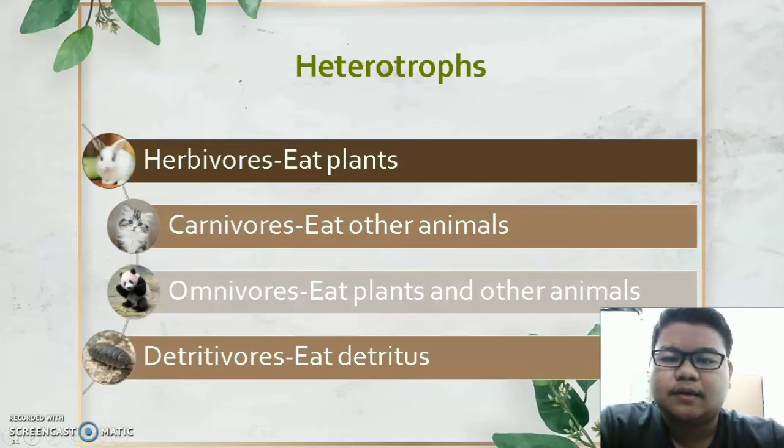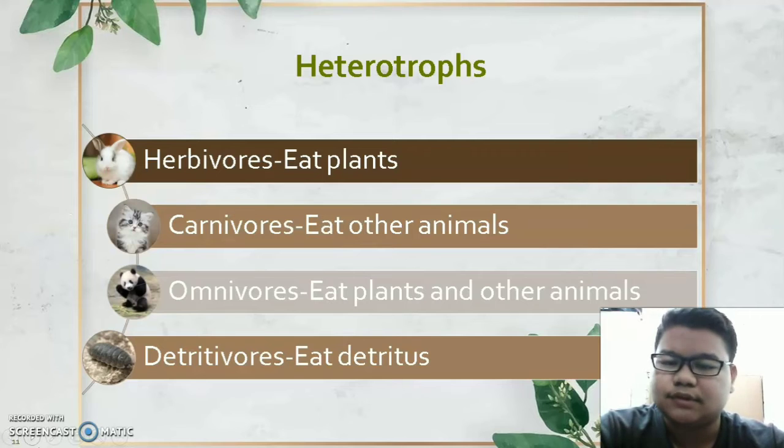The second type we have is heterotrophs. They are divided into four groups. The first one is herbivores, those who eat plants. The second is carnivores, those who eat other animals. Then we have the omnivores, those who eat both. And lastly, we have the detritivores, those who eat detritus.